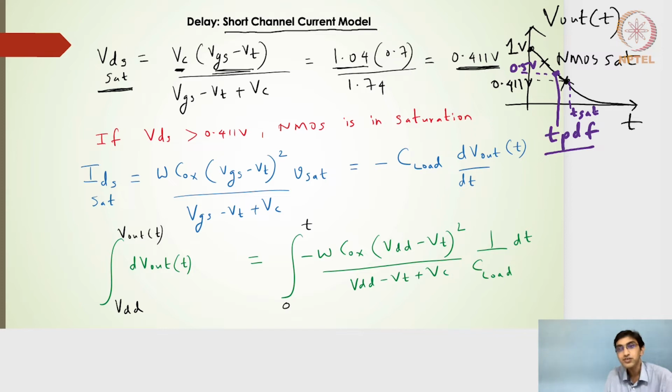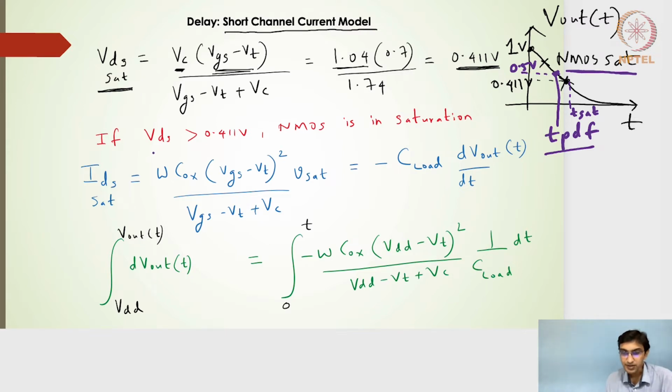So if I want to find out the TPDF value, I can use the NMOS, which is in saturation region, use that particular current, equate it to the capacitor discharging current equation, and then I should be able to do the integration and find out the TPDF value. So that's what I have done here.